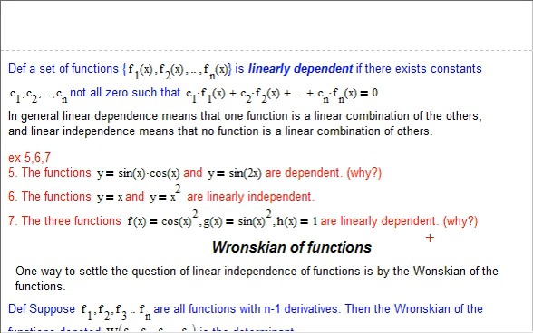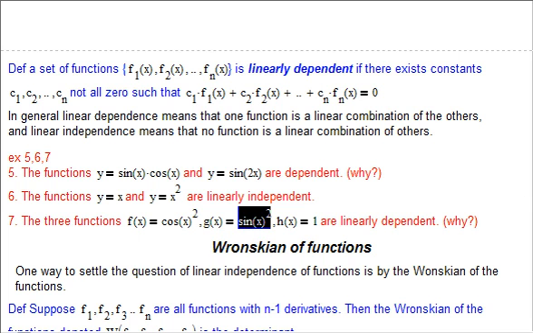Think just a little bit harder. Think of a trigonometric identity. Just bear with it and think a little bit harder about a trig identity. So here's what you want to do. Look, cosine squared plus sine squared equals 1. So the function h is just a linear combination of f and g.